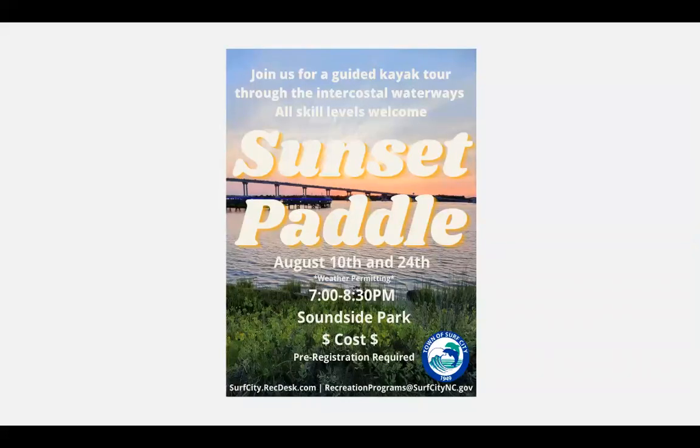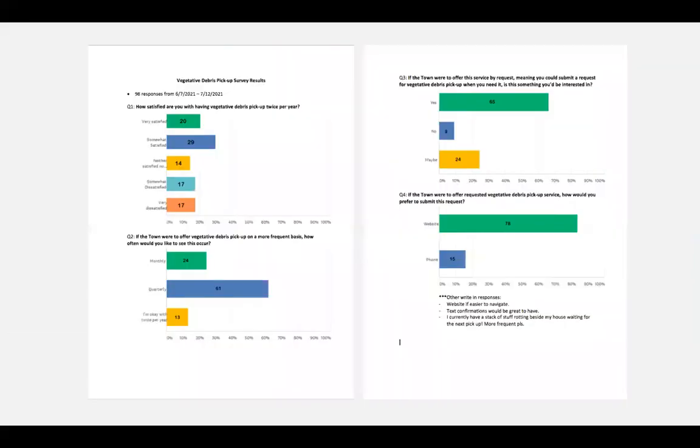This is that flyer one more time, just zoomed in with some tentative dates that we were looking at, a time, and then there would be a cost if the program was actually going to be implemented. This is the results for that survey I created for the vegetative debris pickup. And again, this was submitted to town council so they could talk about whether they thought they might need a new process or not.